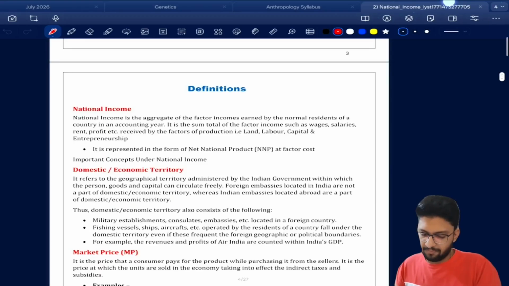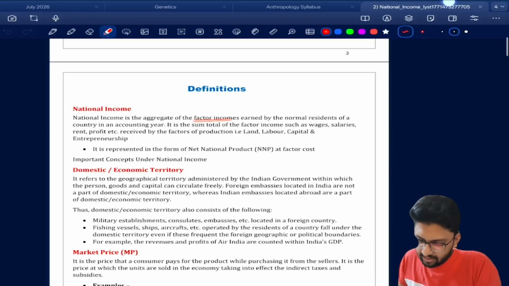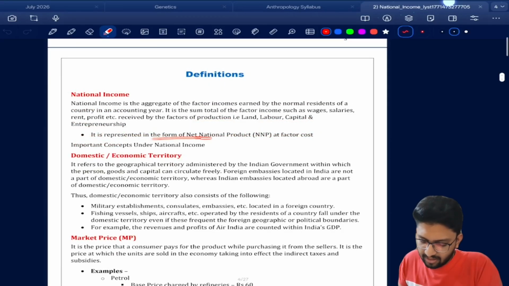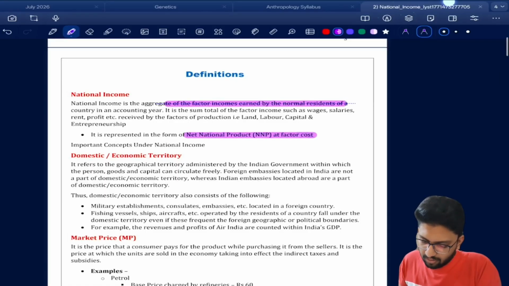Definitions. National income. National income is the aggregate of the factor incomes earned by the normal residents of a country in an accounting year. It is the sum total of factor income such as wages, salaries, rent, and profit received by the factors of production, that is land, labor, capital and entrepreneurship. It is presented in the form of net national product at factor cost. Important concepts under national income. Let us see. NNP at factor cost: aggregate of income earned by normal residents of a country in an accounting year.